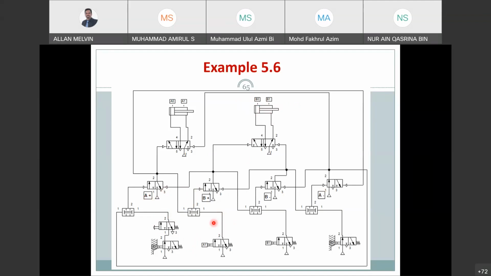Do you understand? Understand, sir. Okay, so the next question: why must roller switch A0 and B0 be in actuated state? Why do A0 and B0 have a surface here? This is actuated. Why?